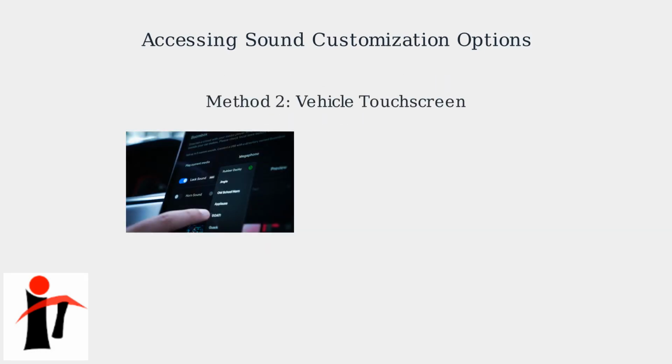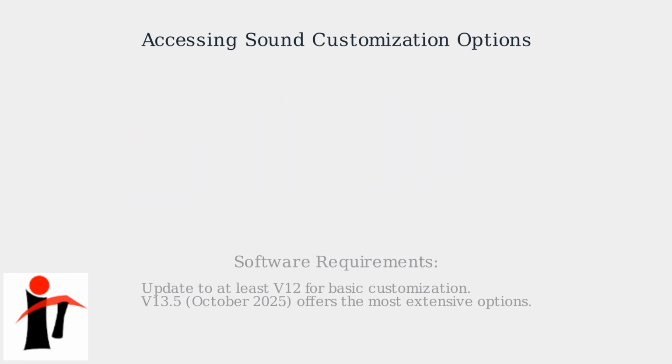Alternatively, access customization directly on your vehicle's touchscreen. The Boombox Settings menu shows various sound options. Go to Settings, select Sounds, and choose Lock Sound to modify your preferences. To access these features, ensure your Tesla is updated to at least version 12 for basic customization. The latest V13.5 release from October 2025 provides the most comprehensive options.